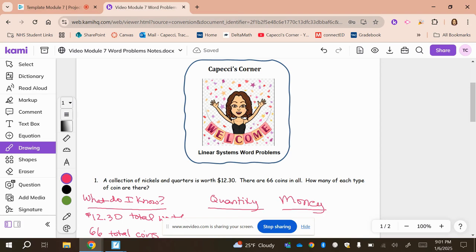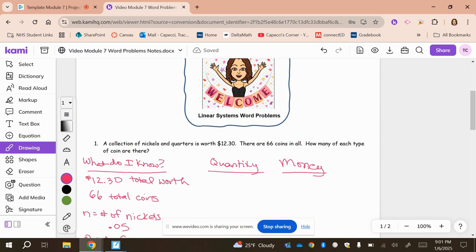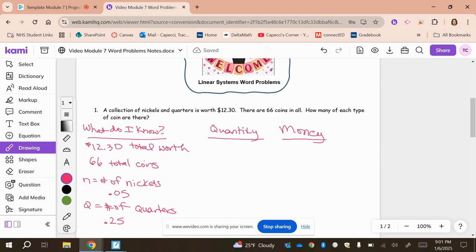Today on Capechi's Corner, we're going to look at linear systems word problems. So let's take a look at the first one. It says a collection of nickels and quarters is worth $12.30. Nickels and quarters. There are 66 coins in all. How many of each type of coin are there?